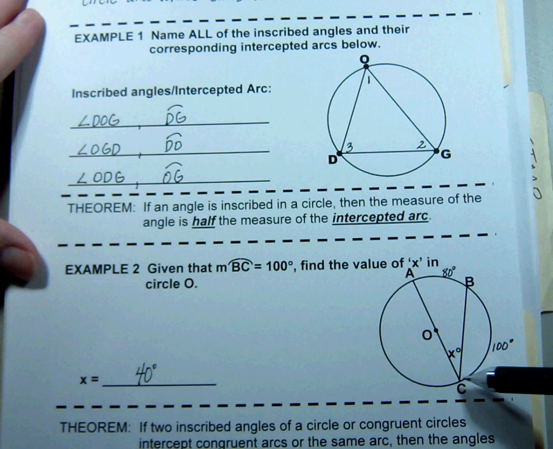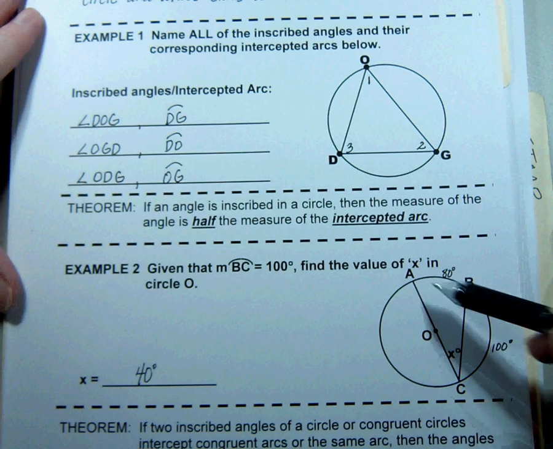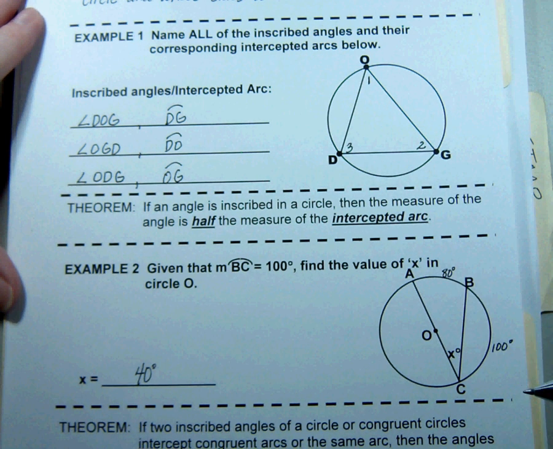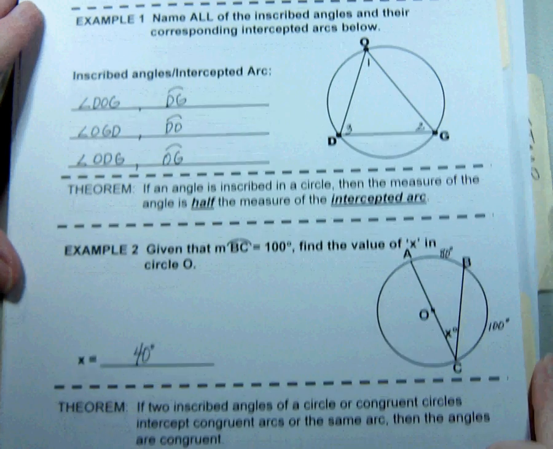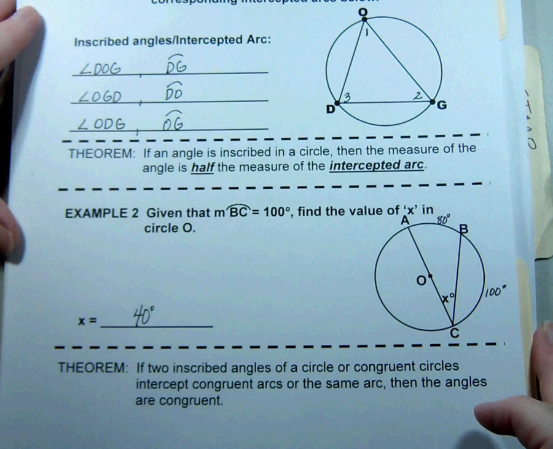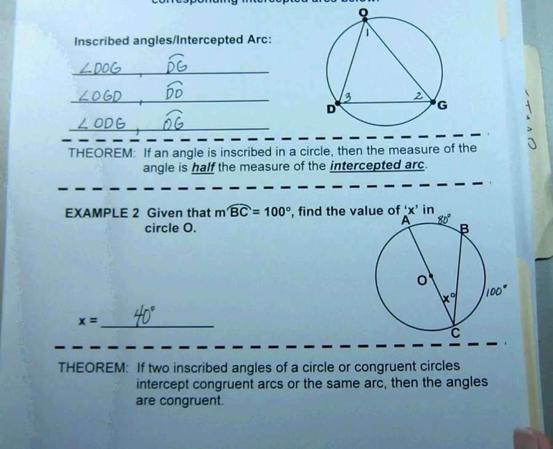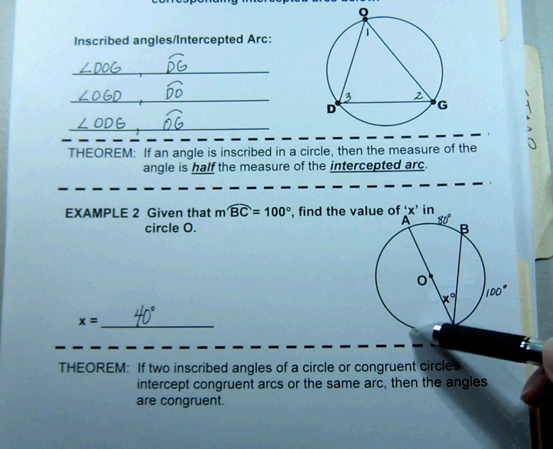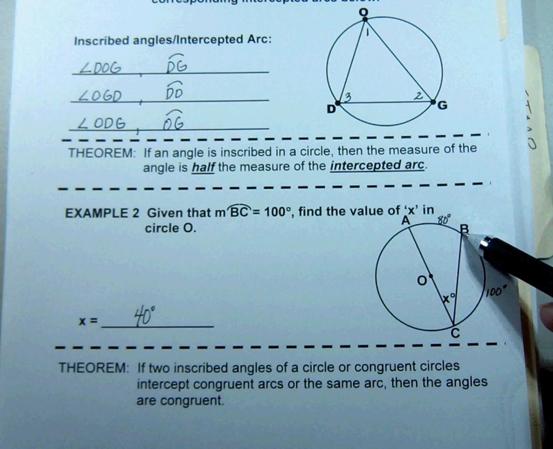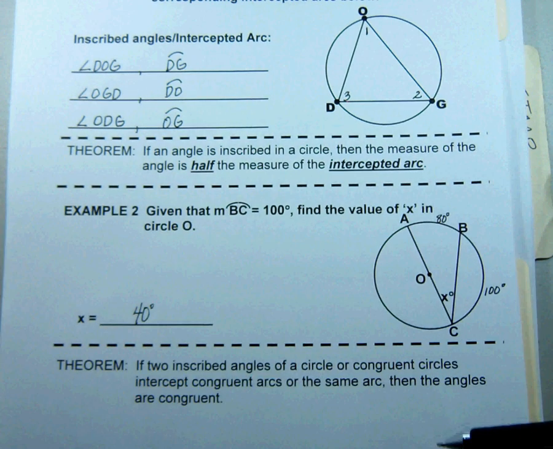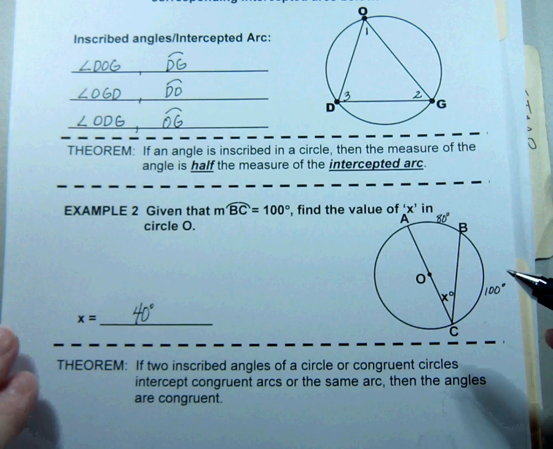Just remember, anytime you have a vertex on the circle, if you take half of the intercepted arc, it'll give you your angle. Look at the next theorem. If two inscribed angles of a circle are congruent circles, intercept congruent arcs, or the same arc, then the angles are congruent. So that just means if I were to draw another angle somewhere but still use the 80 degree arc with endpoints AB, if I drew it in here somewhere, we would still get a 40 degree angle. That's what that means.